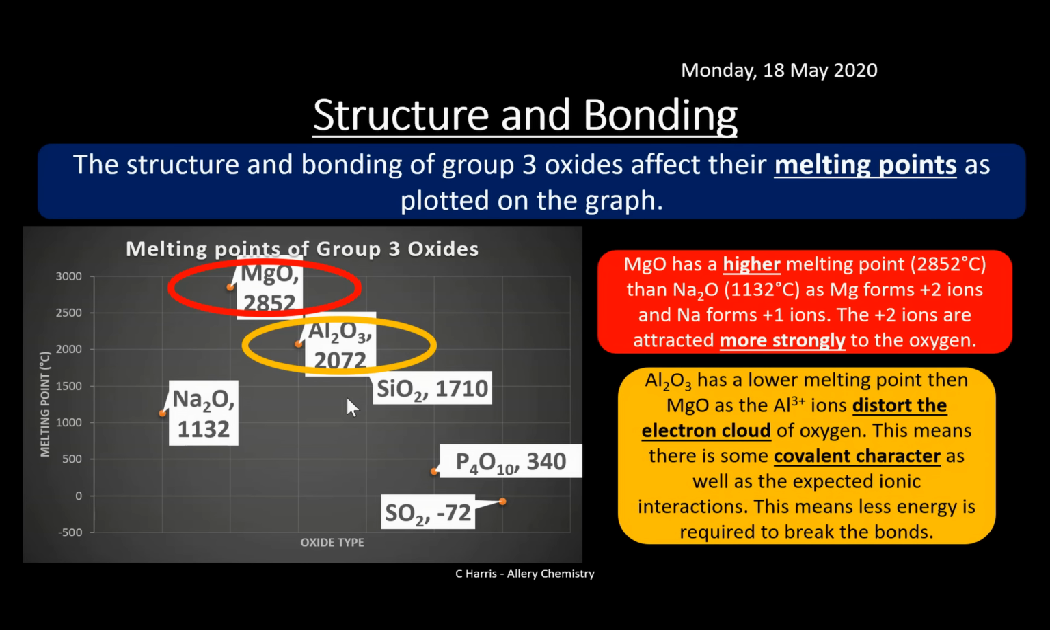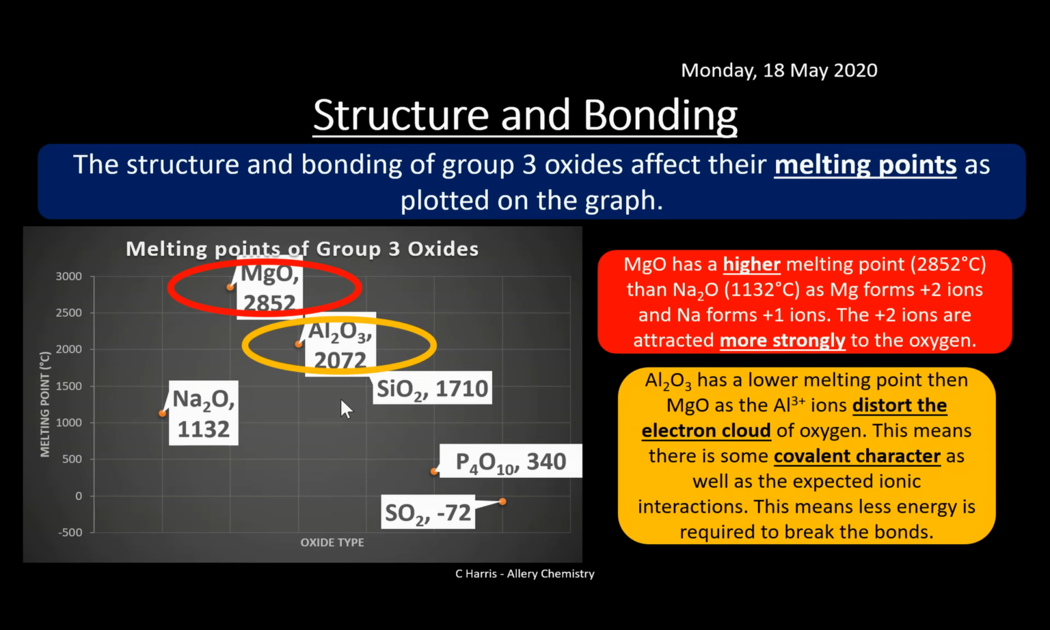Okay, so this means because there's some covalent character in there, it's not purely ionic, and this means less energy is required to break the bonds. So that's why aluminium oxide, although it's classed as an ionic compound, does have some covalent character in there as well, and this means that obviously less energy is required to break the bonds in aluminium oxide.